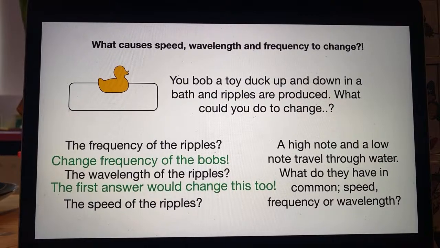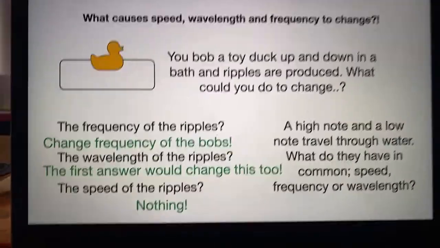What can you do to change the speed of the ripples? Well done if you said nothing. You can't do anything to change the speed of the ripples because you're making ripples in water. So unless you change the water, then you won't change the speed. Very well done if you said stuff like put more hot water in the bath or put more cold water in the bath, that'd be a really good answer. I don't think it would give an effect that you would really notice. But technically, yeah, the temperature of the medium does affect the speed.